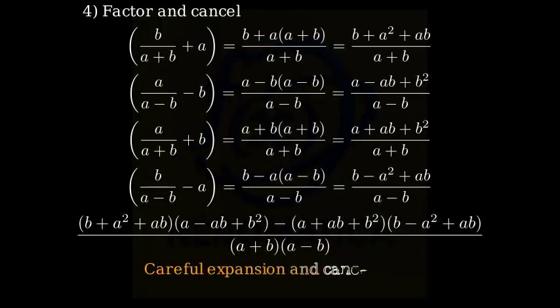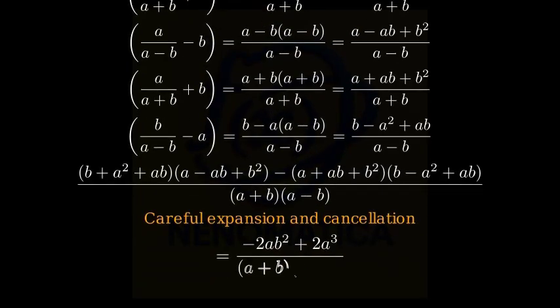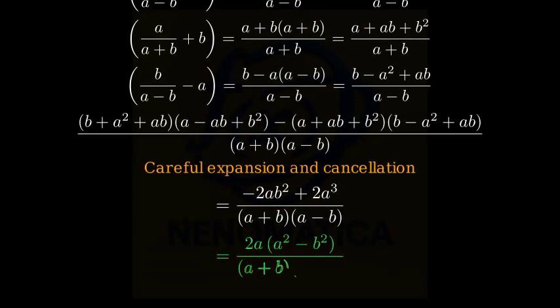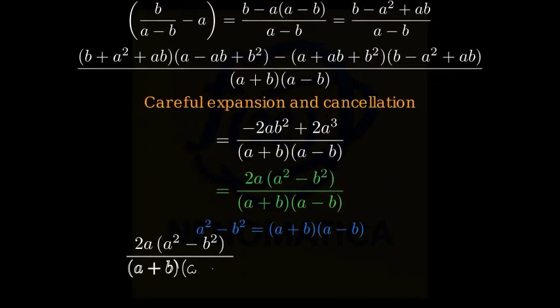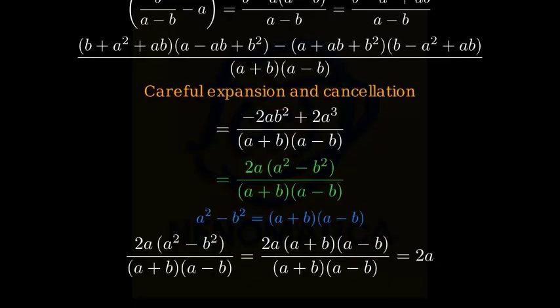Step 3. Expand the numerator carefully and collect like terms. Many terms cancel. After simplification, the entire numerator reduces to negative 2ab squared plus 2a cubed. Step 4. Recognize that a squared minus b squared equals a plus b times a minus b.